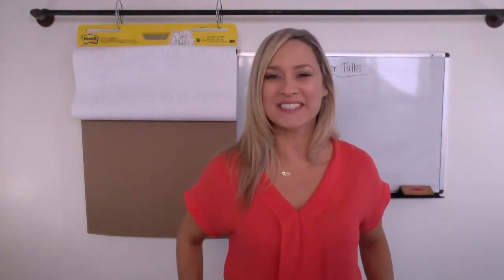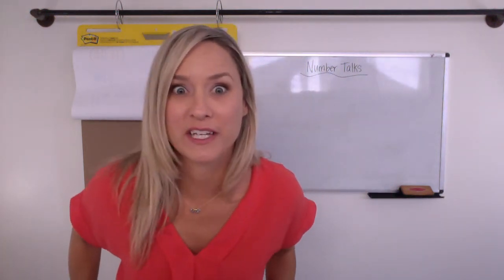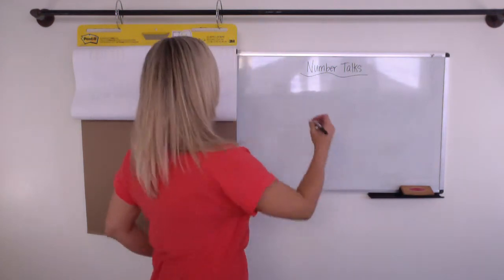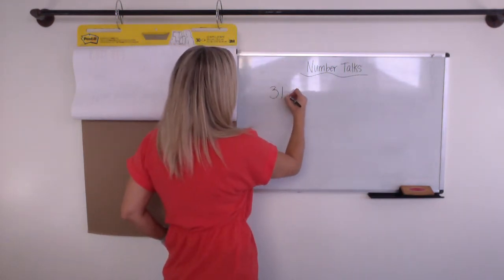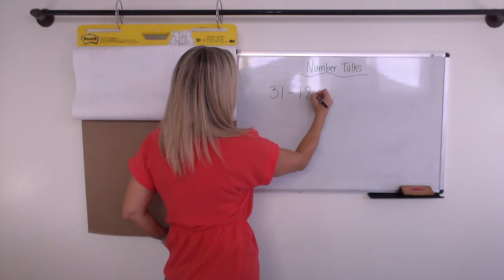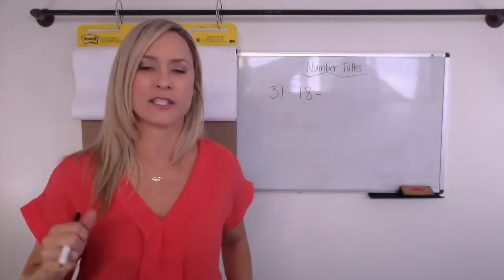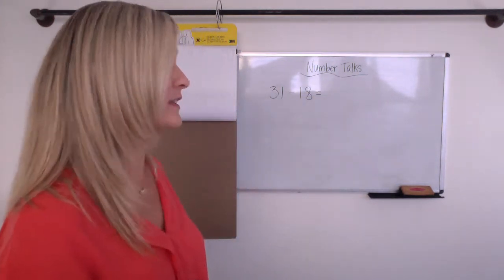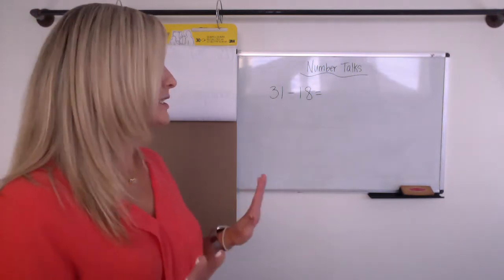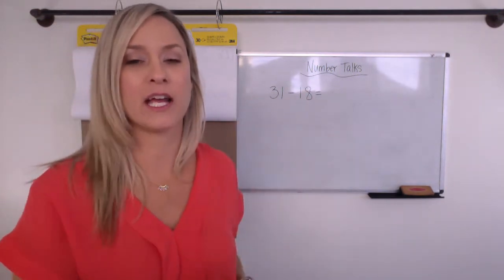Compton, and we're starting out today with a number talk. So get your brains ready. We are starting with 31 minus 18. Okay, so make sure you are giving yourself enough time to think. What is 31 taking away 18?